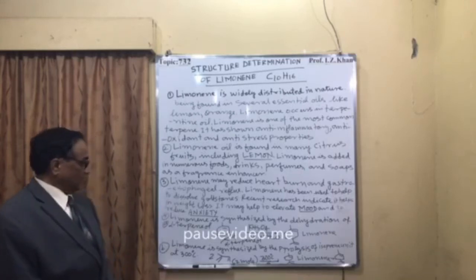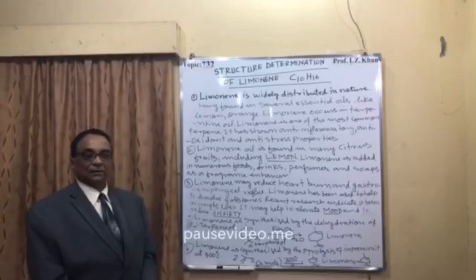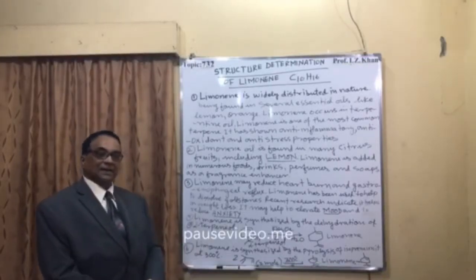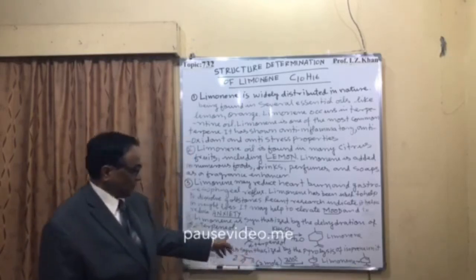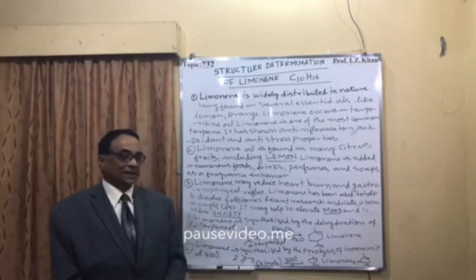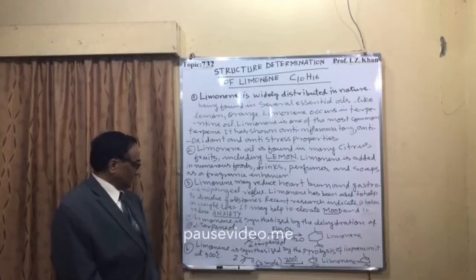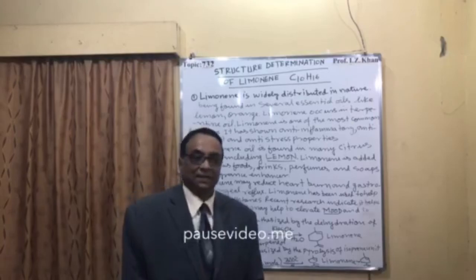Number B, limonene is also synthesized by the pyrolysis of 2 moles of isoprene units, and that is at 300 degrees centigrade temperature. So when we take 2 moles of isoprene unit, and when it is heated up to 300 degrees centigrade, it will be converted into limonene. So these are 2 methods by means of which we can synthesize limonene.